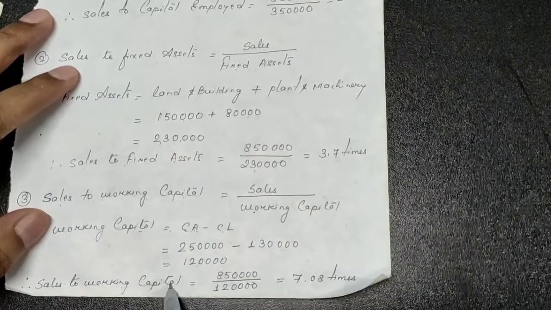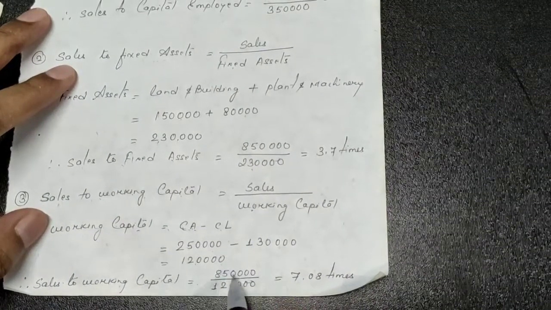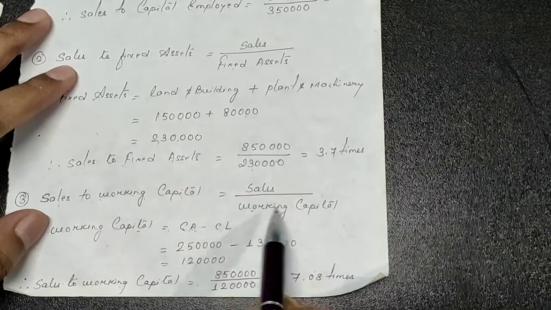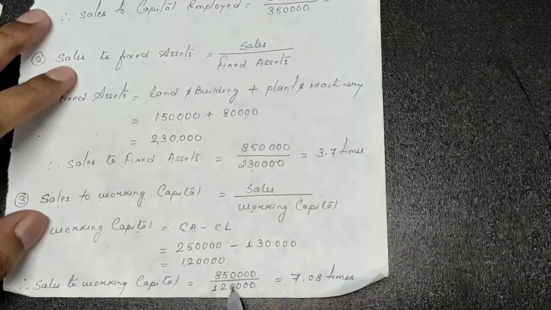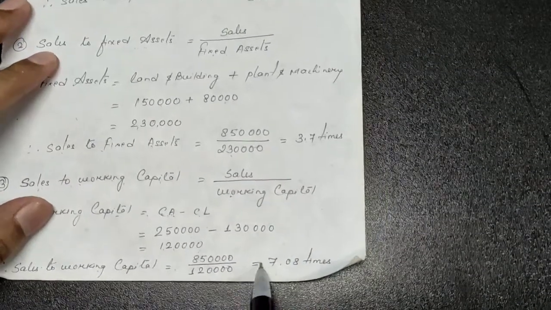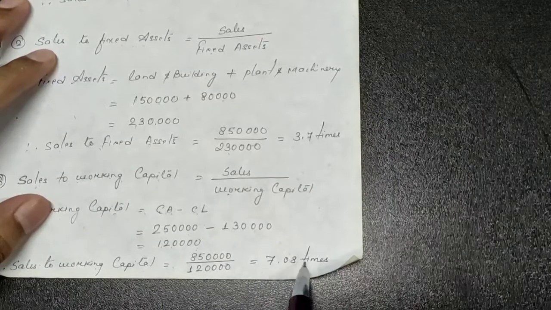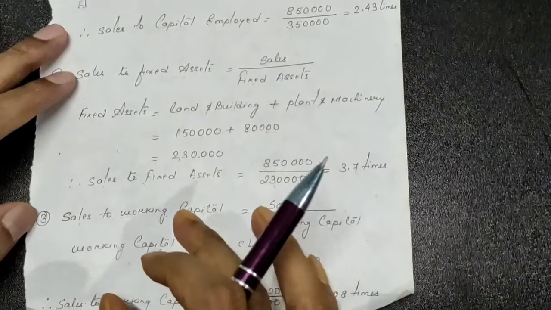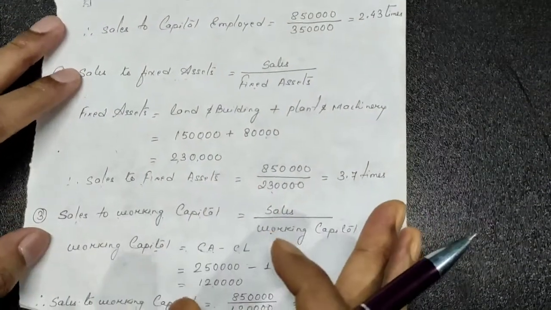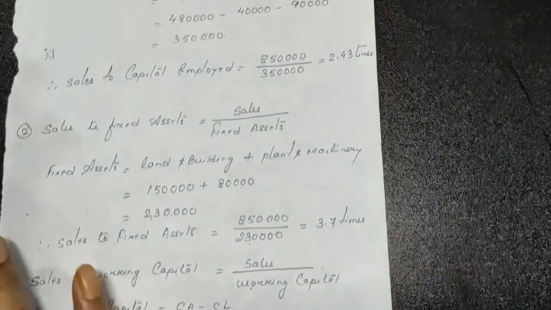Therefore, sales to working capital equals sales value, we know 8,50,000, divided by working capital value, we got here, 1,20,000. So we'll put the value accordingly, divide it, and that is your answer, 7.08 times. So the third formula is over. Now let us move on to the fourth formula.